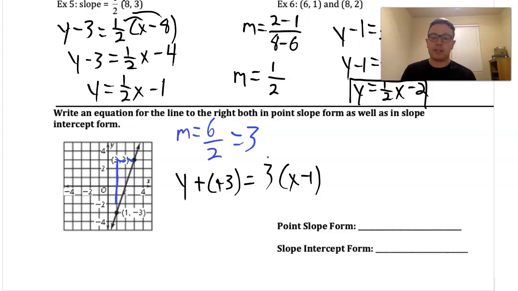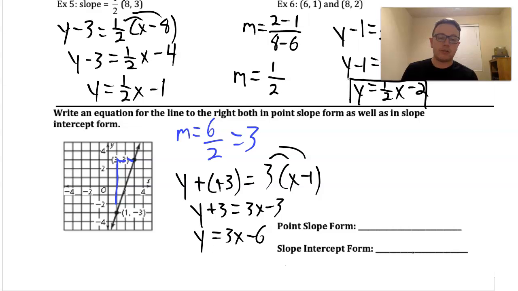Minus negative becomes plus positive. We distribute this in. We get y plus 3 is equal to 3x minus 3. Or we get y plus, subtract the 3, so this becomes y is equal to 3x minus 6. So y is equal to 3x minus 6 is our slope-intercept form. And this right here would be one of a number of possible point-slope forms. So y minus 3 is equal to 3 times x minus 1.